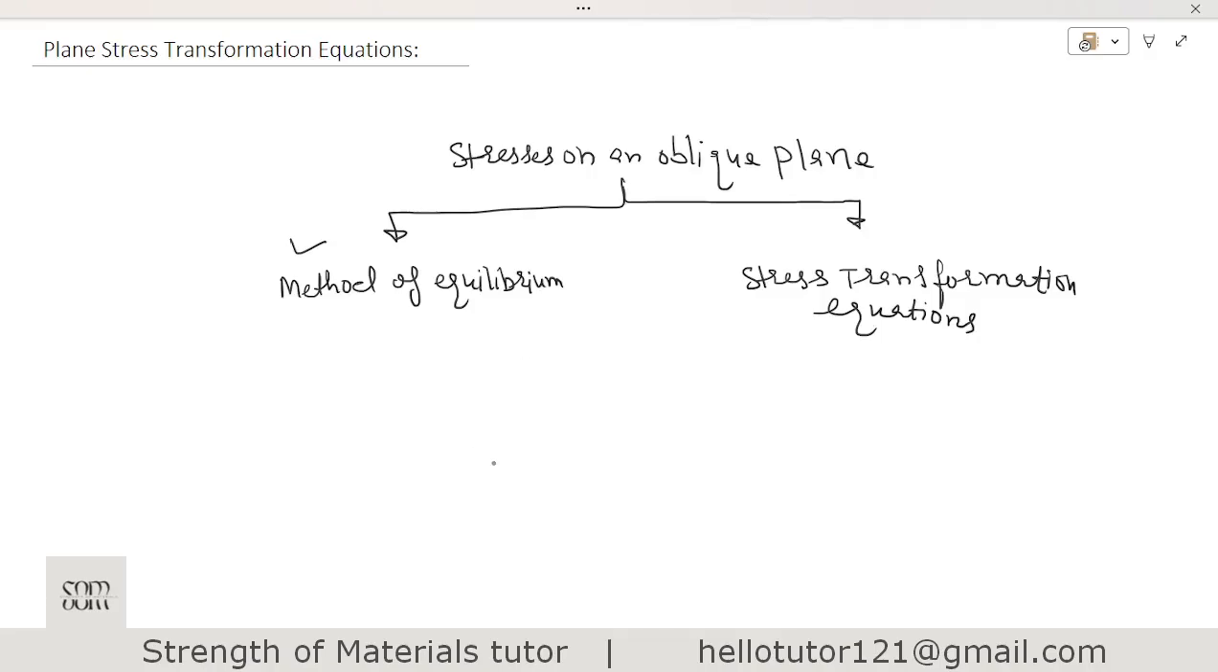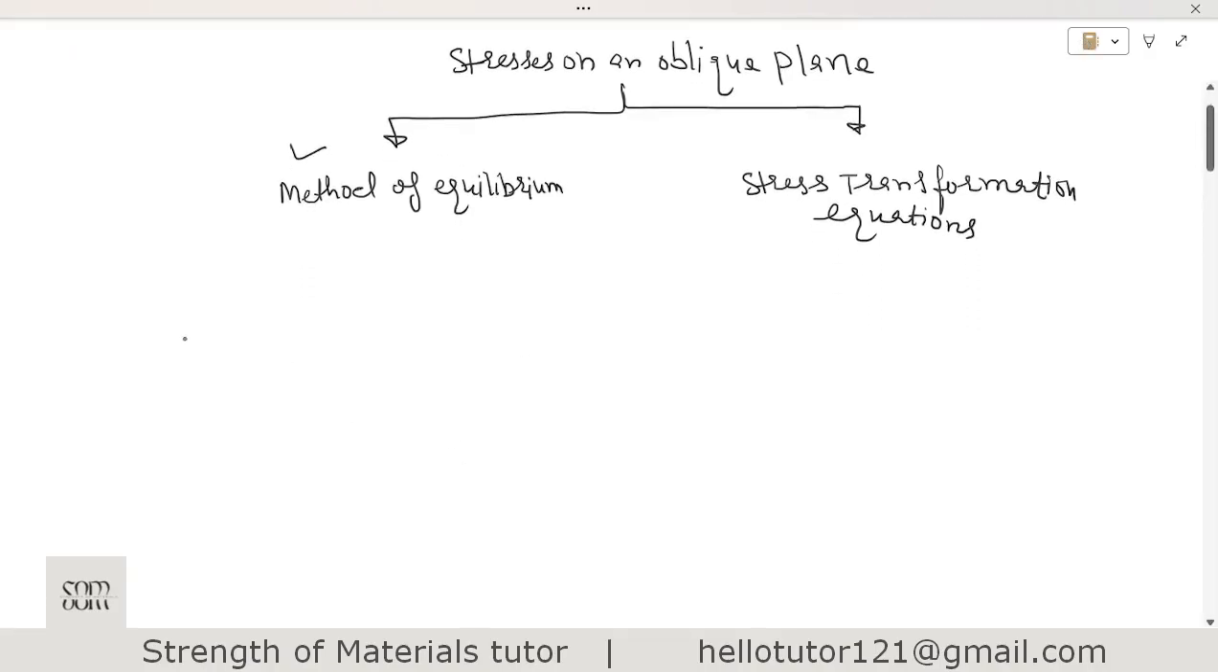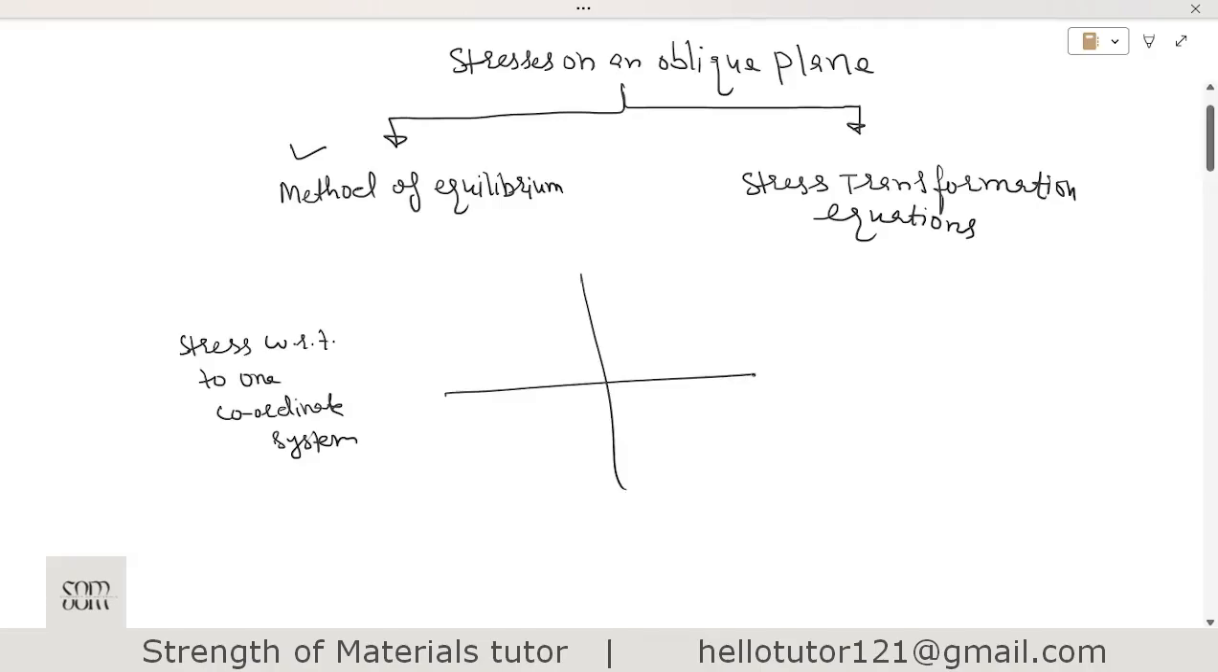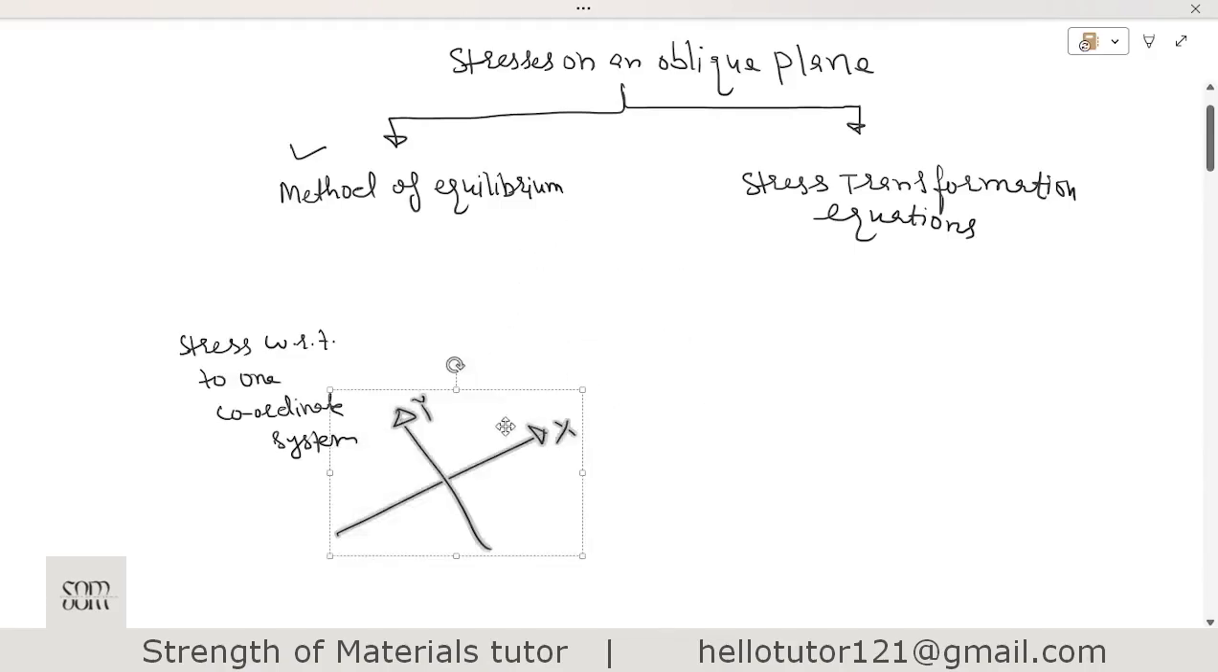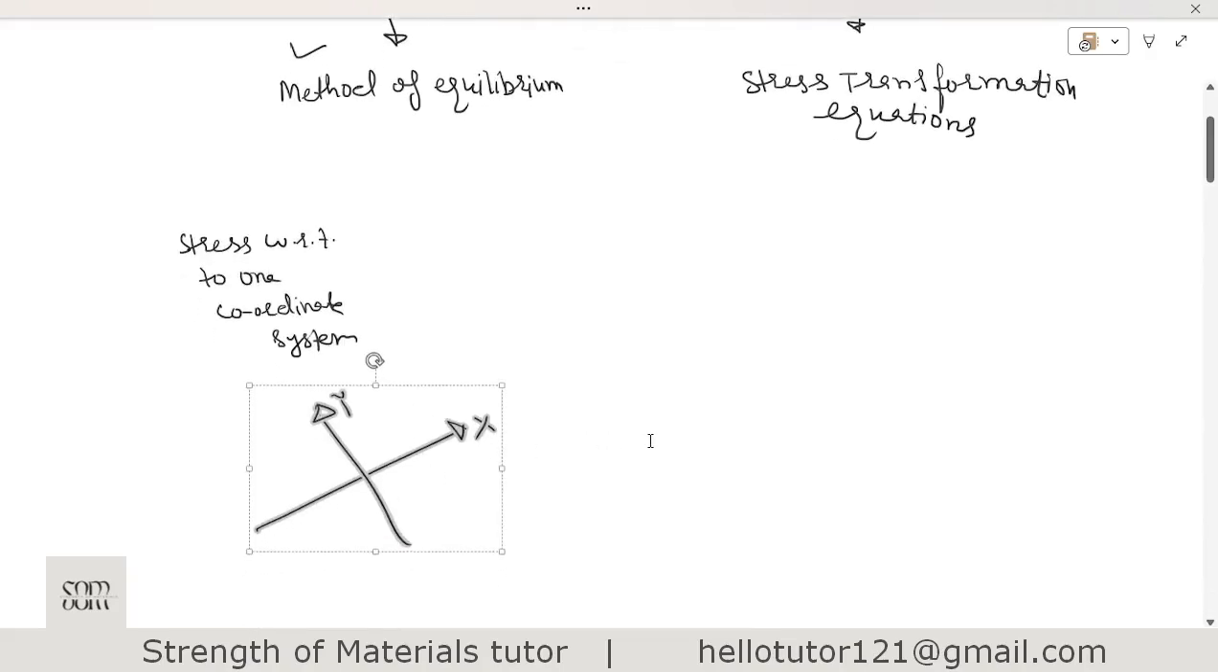Now basically what we are talking about is when you know the stress with respect to one coordinate system. For example, this is the x-axis and this is the y-axis, but keep in mind it is not necessary that one is a horizontal axis and another a vertical axis. It can be anything. For example, it can also be like this. Now, for example, these are the stresses here.